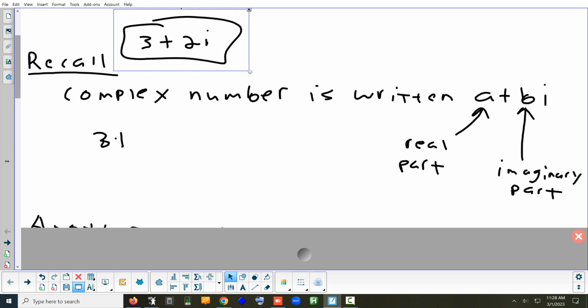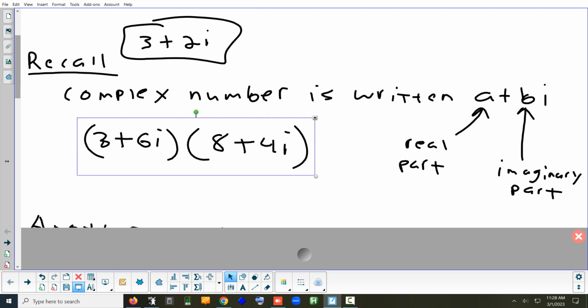Think about standard form. If I wanted you to do this out, you're going to have to FOIL. You're going to have to multiply 3 times 8, 3 times 4i, 8 times 6i, combine like terms. Then you're going to get an i squared, which you got to remember is -1. There's a lot of steps to it.